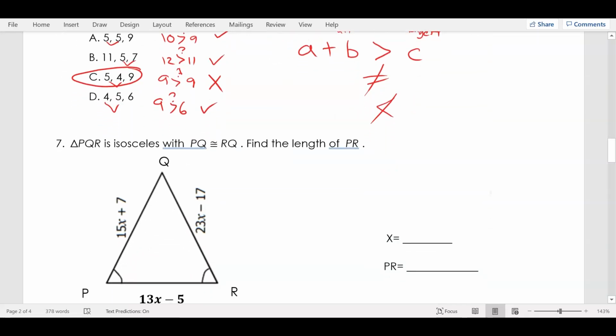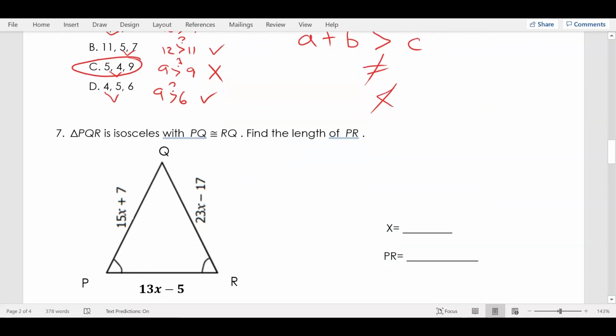Number 7. PQR is isosceles. Now check it out: if these two angles are congruent, then these two sides across are also congruent. That's the converse of the isosceles theorem. So if these are congruent, we can set them equal to each other because we know they're the same size, same shape. Therefore, they have the same measurement. So let's set this up. 15x plus 7 equals 23. Oh boy.